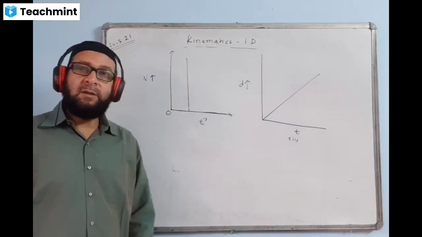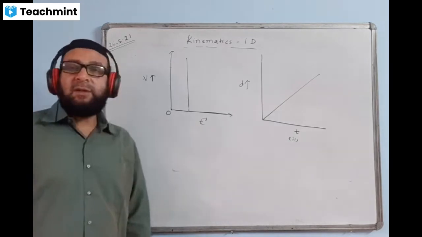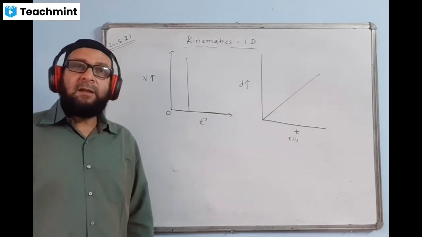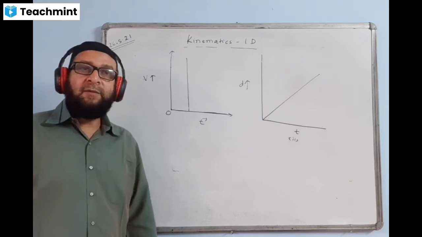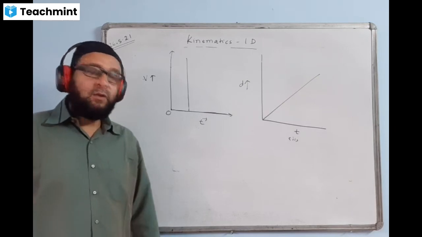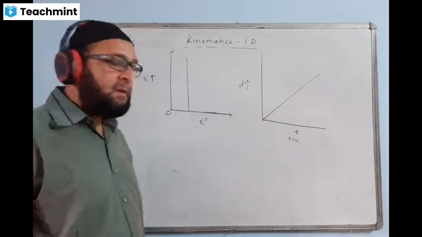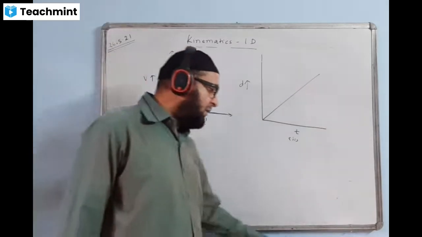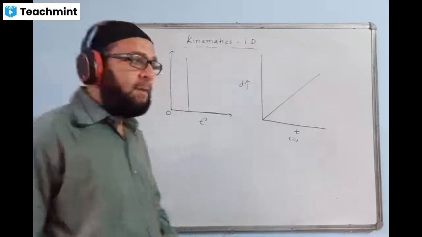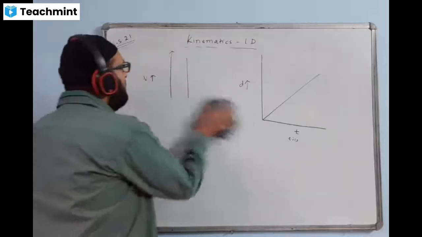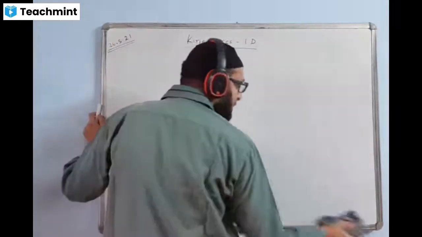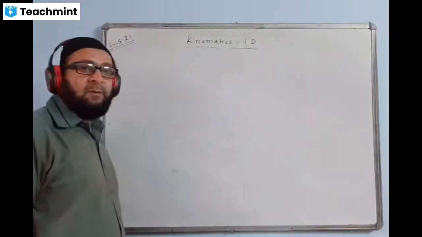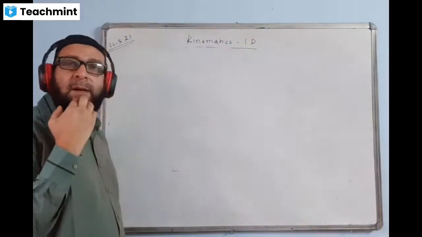So there are 2 reasons. First reason is time can never be constant. And the second reason is that the velocity of the body cannot be undefined, because the maximum limit of velocity is the velocity of light, which is 3 into 10 to the power of 8 meters per second.